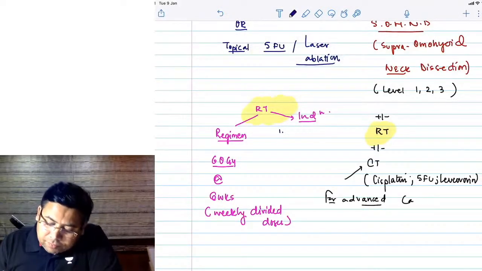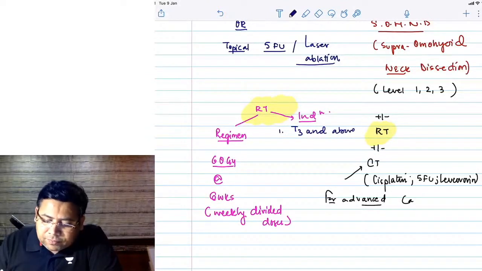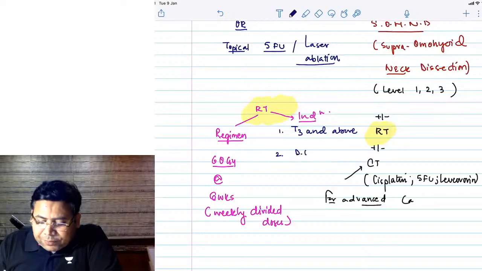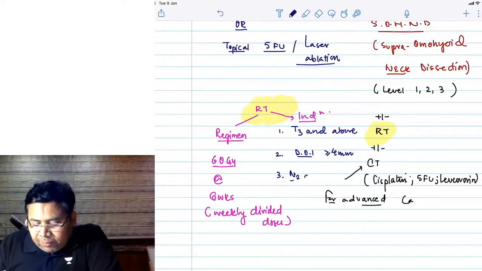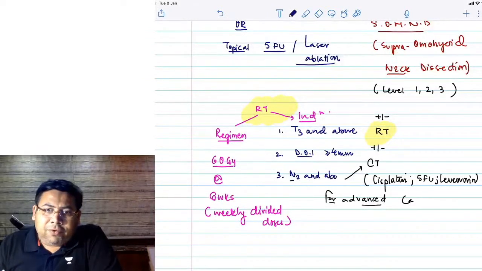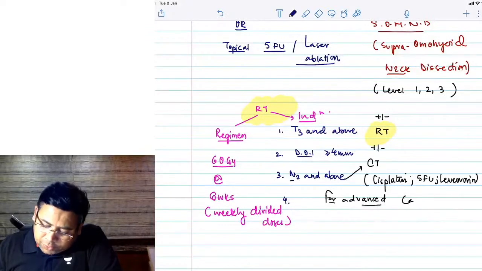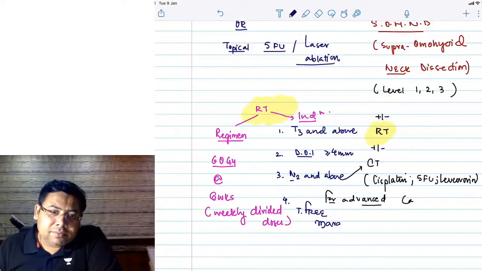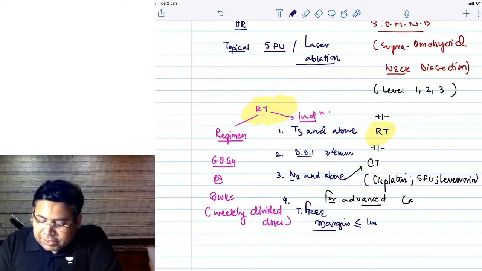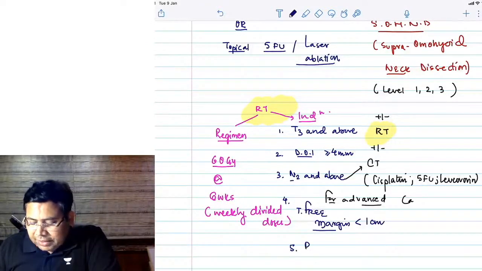Answer number 1, T3 and above, but with the exception that depth of invasion of more than or equal to 4 mm you will also go for. N2 and above lymph nodes. Tumor-free margin less than or equal to 1 mm, or you can say less than 1 centimeter. And 5th is in case of relapse.